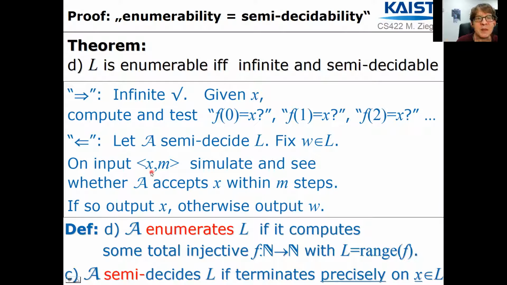If some input X makes the algorithm A terminate within M steps, then the same X will also make the algorithm A terminate within M plus 1 steps. So on input X comma M combined into one natural number, our algorithm will output X. And on input X comma M plus 1, our newly constructed algorithm will also output the same X. So two different inputs lead to the same output X, which is a violation of injectivity.